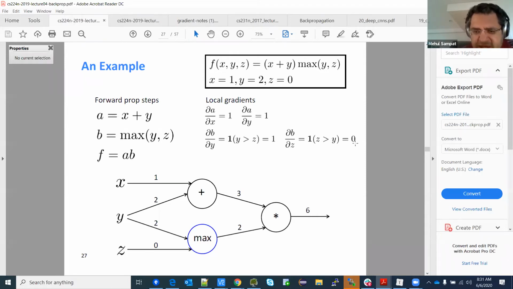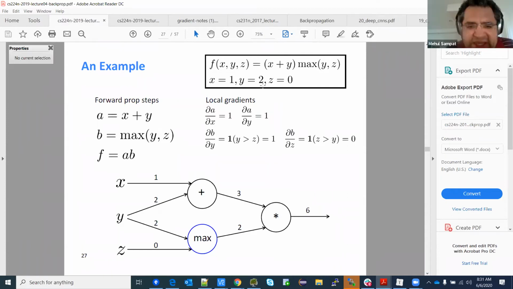This should be 1, right? I think it's for this specific case, because you have your Y of 2 and your Z of 0. Oh, right. On the right-hand side, 0 is actually smaller than Y, and that's why the derivative of B with respect to Z is 0. Thank you. Exactly. Can you repeat that again?